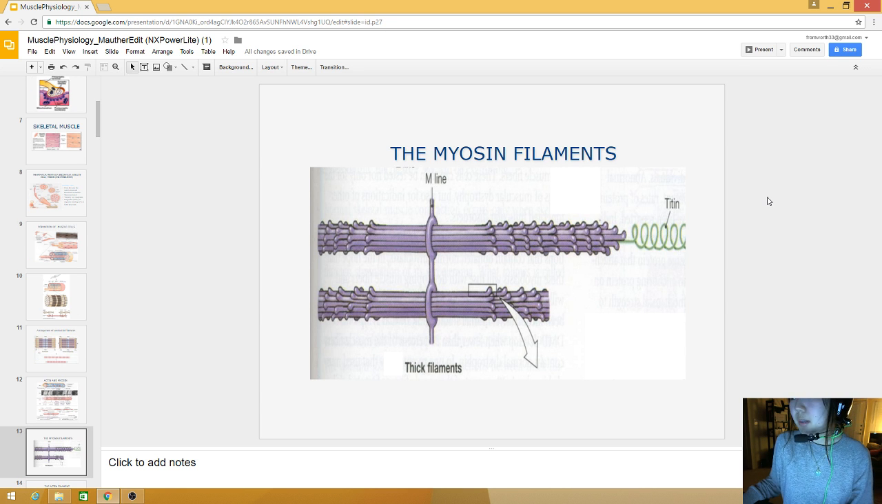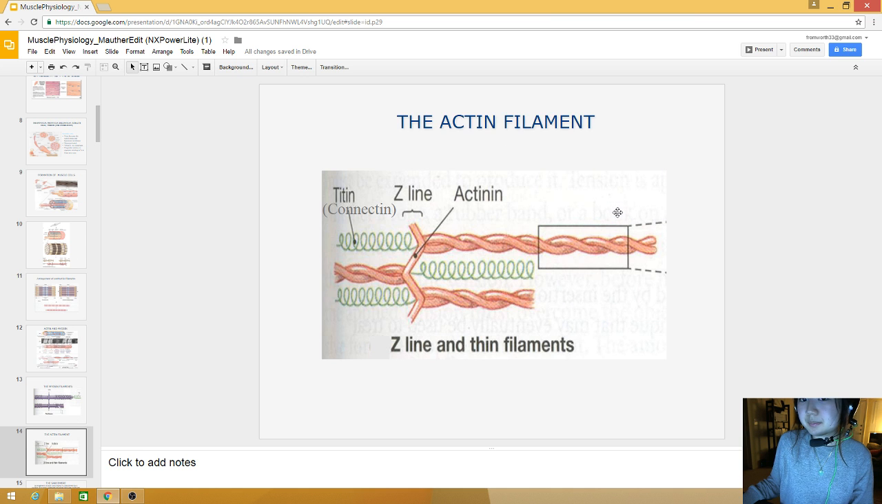The myosin filament is made up of thousands of molecules, and from each myosin molecule, a projection comes out and away from the filament, and these projections are called cross bridges. Each myosin molecule is attached to the Z line with a spring-like molecule called titin, right here, or connectin. The actin filaments, which are much thinner than myosin, are attached directly to the Z line through a molecule called actinin, right here.